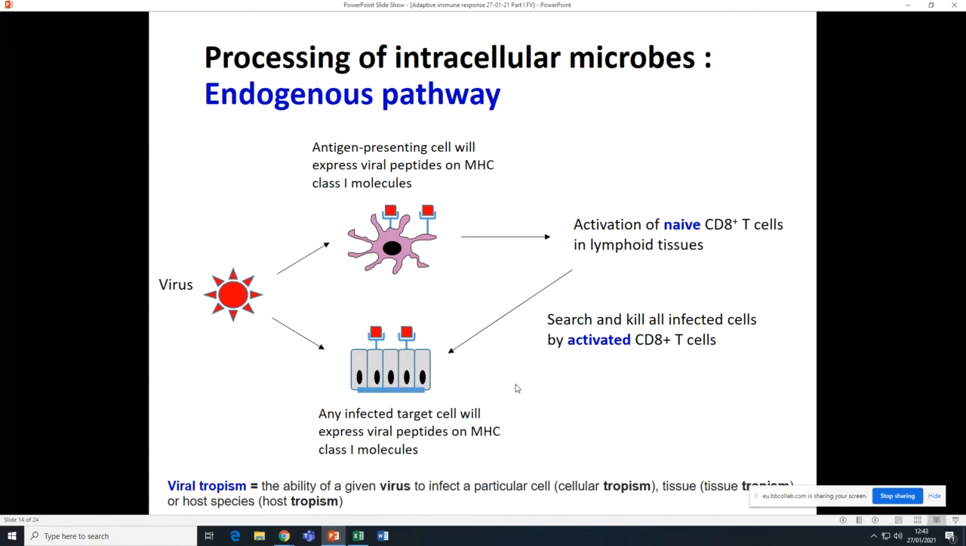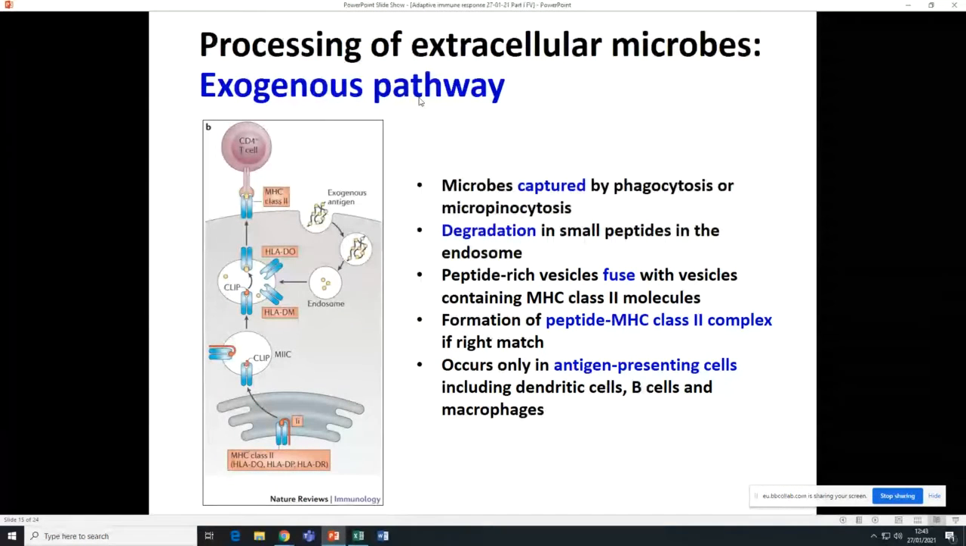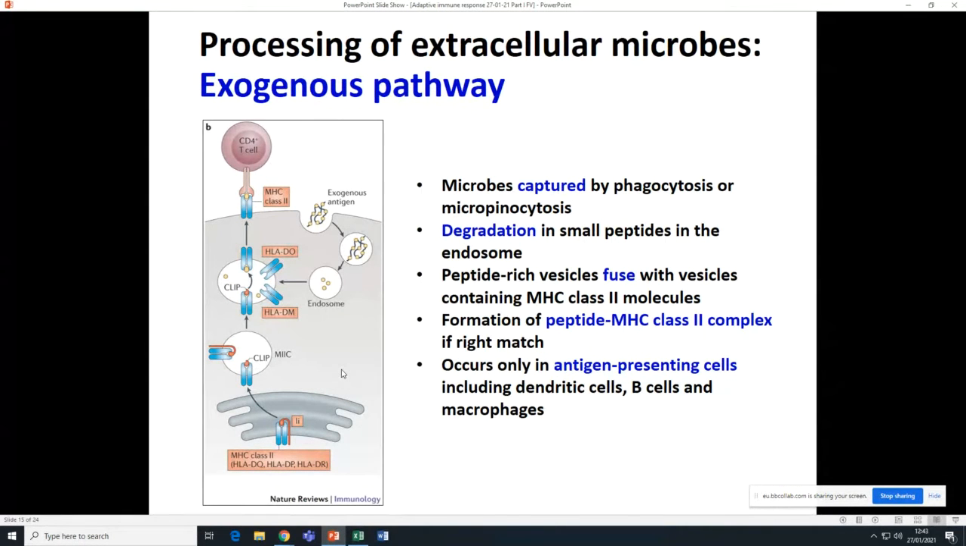Okay, and in order for this tissue to get cleared, you need activated T cells. So I hope you understand now the importance of having MHC class 1 on all cells as well as on antigen presenting cells. So let's see now how antigen presenting cells process extracellular microbes, meaning bacteria. Look, and everything comes back to where the microbe is processed.